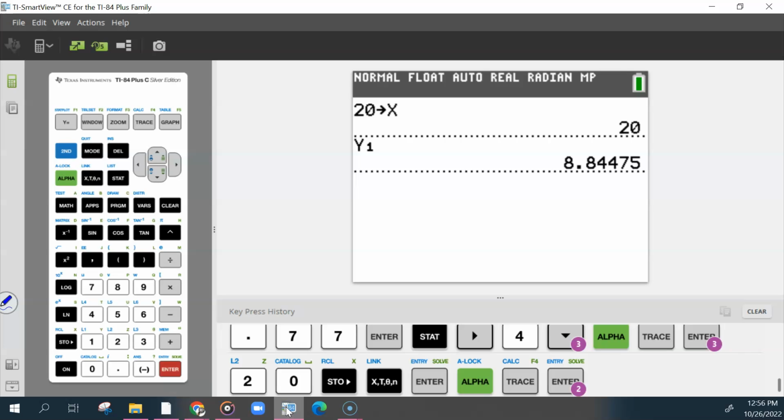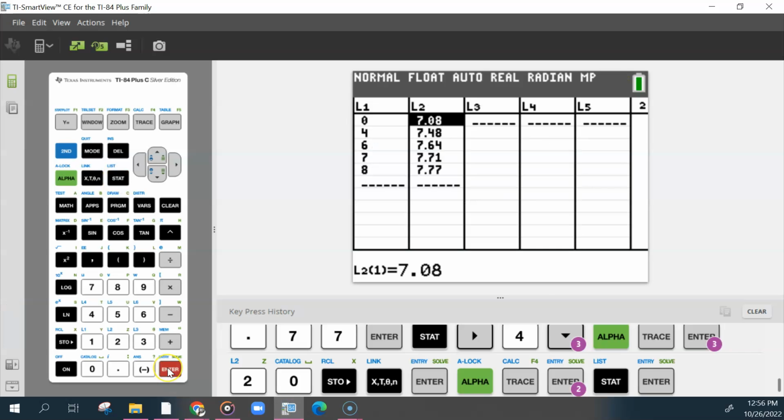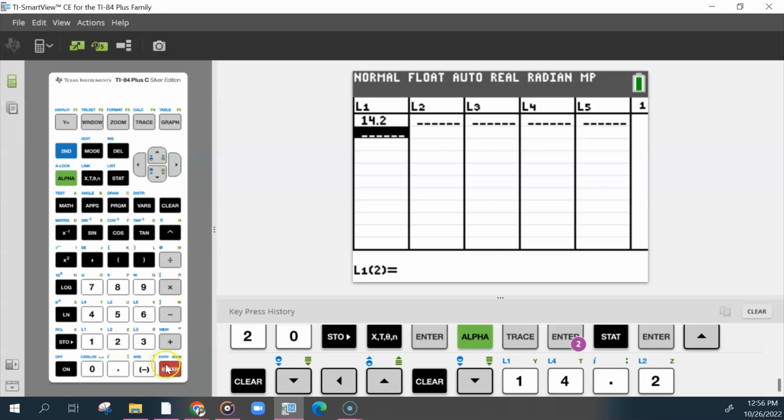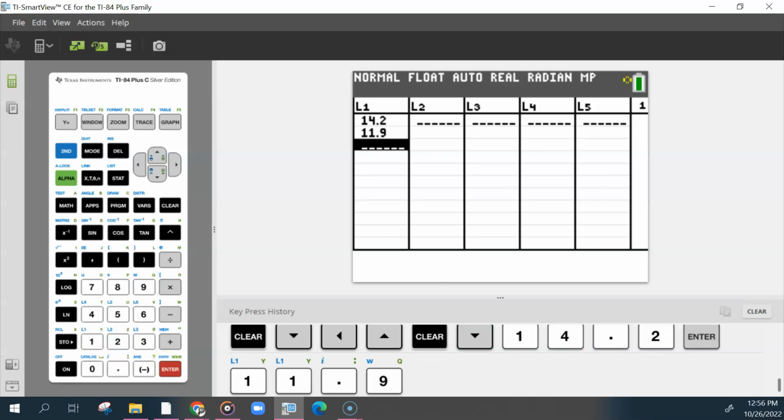So do this one more time. Stat, edit, clear out your list, start putting in your data. Be careful with your decimals.